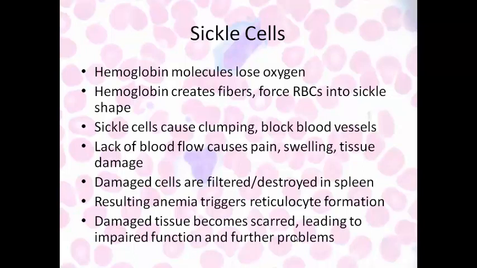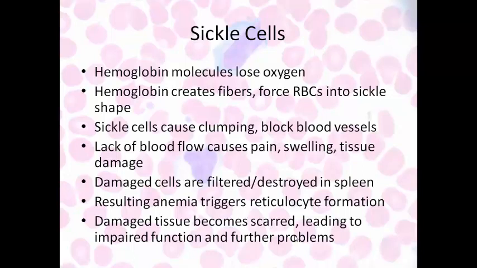So the macrophages, those white blood cells, travel around and eat some of them up, but the spleen, as long as the spleen is still functioning, actually filters out the rest of them. So there's this constant destruction of these abnormally shaped red blood cells, leading to chronic anemia. The anemia, in turn, triggers reticulocyte formation. Reticulocytes are immature red blood cells. We can tell the difference because they still have a nucleus in them that hasn't dissolved away yet.